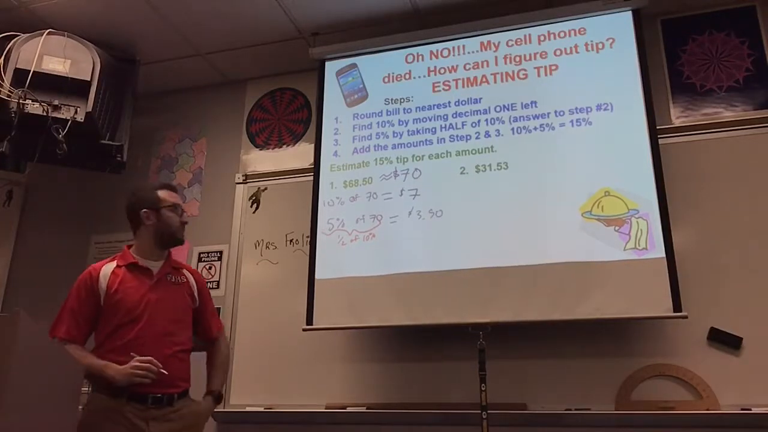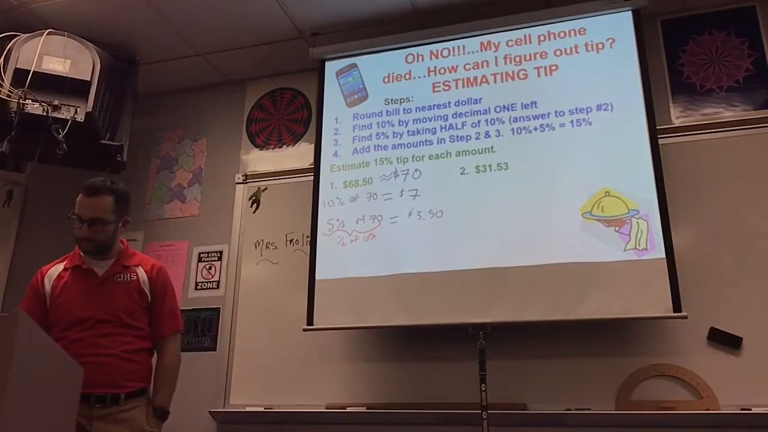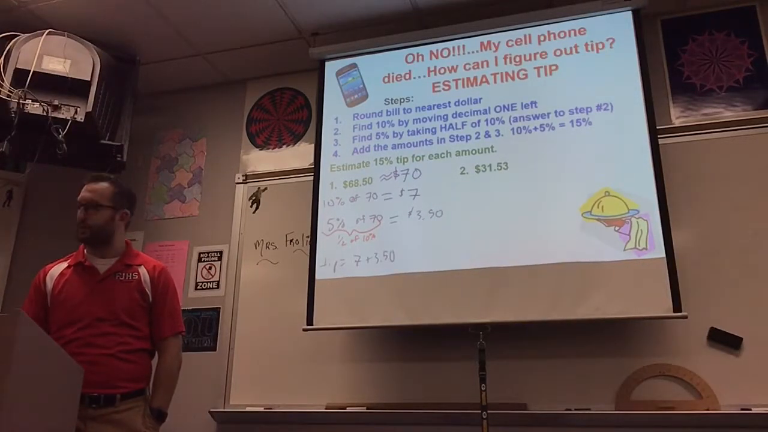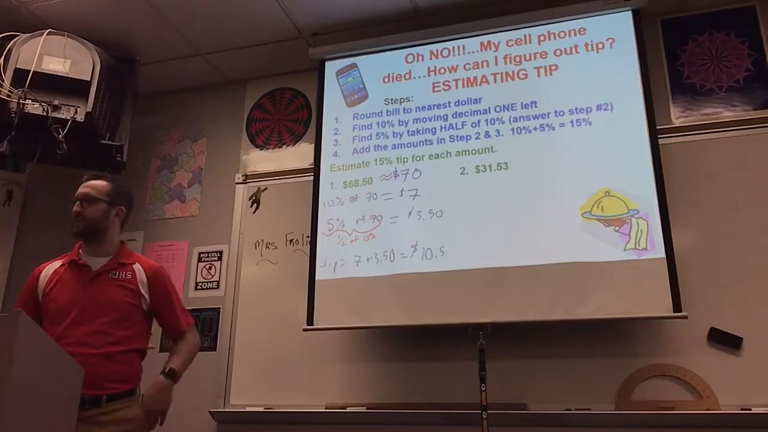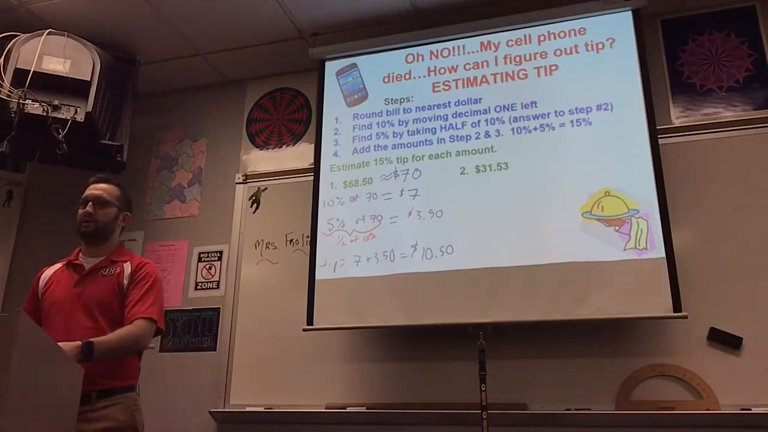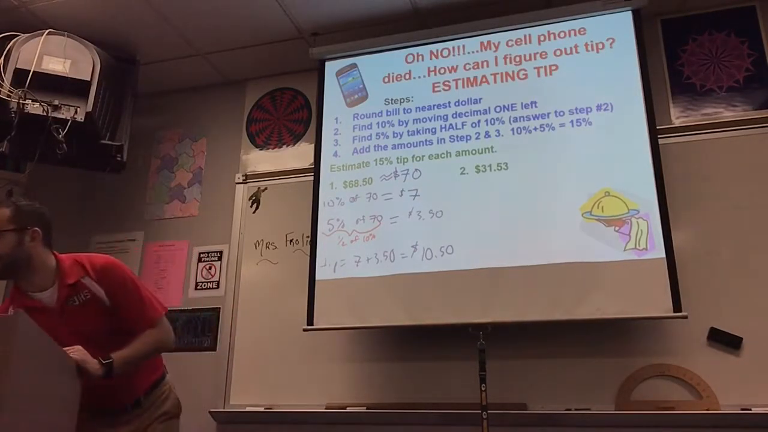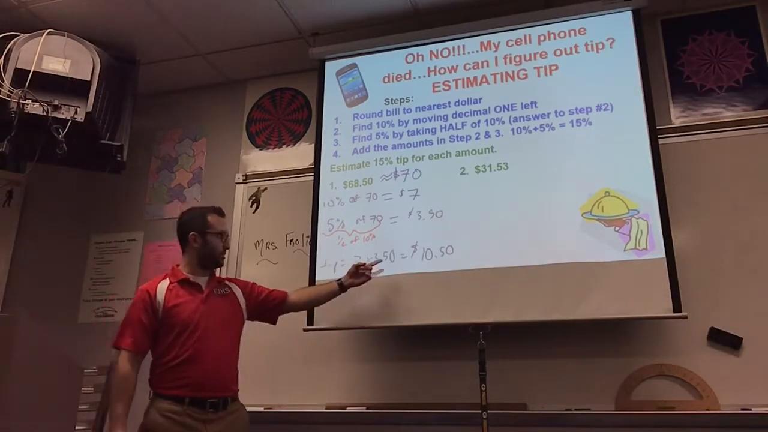$3.50. So what should our tip be? 7 plus 350. We're writing this down because we're showing the thought process. Should be about what? $10.50. Is that close to our other answer? What was our other answer? 10.28. $10.28. Is that close?